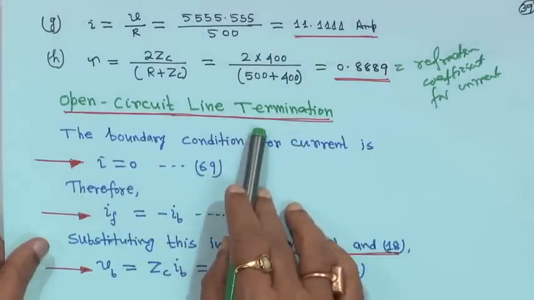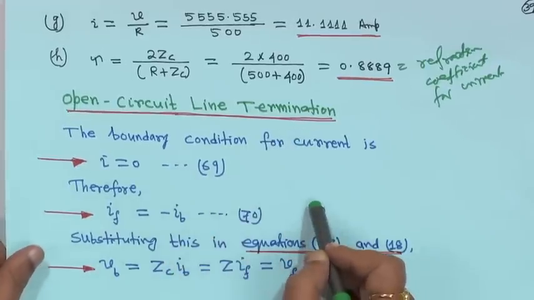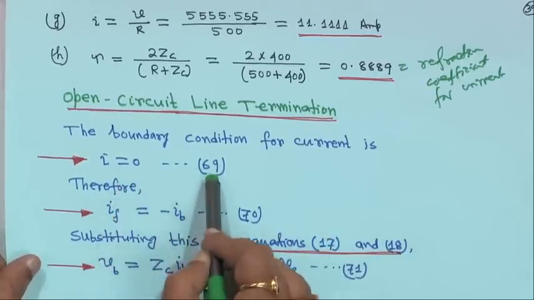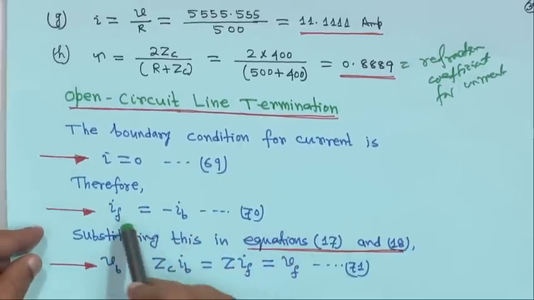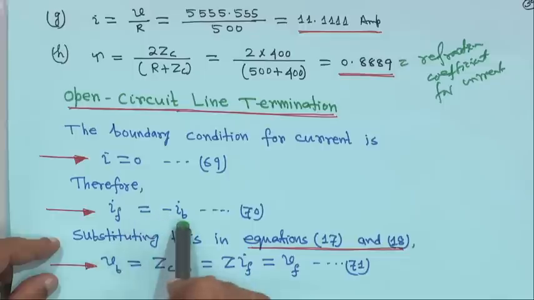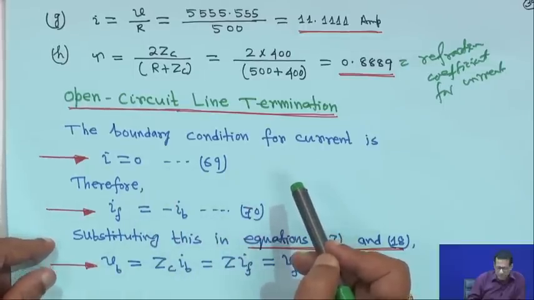So, next is the open circuit line termination. The boundary condition of the current is that it is open circuit, which means the transmission line is open. So, there is no question of termination inductance or resistance, nothing. In that case I will be 0. This is equation 69. Therefore, If will become minus Ib. It is very simple, the line is open.